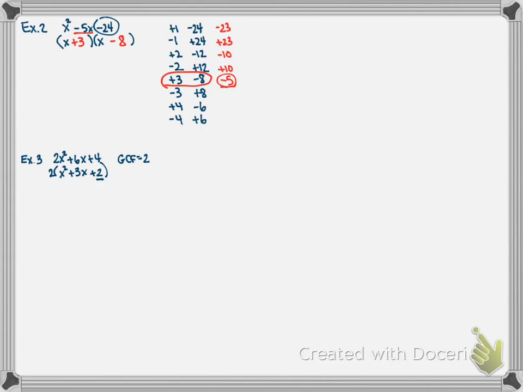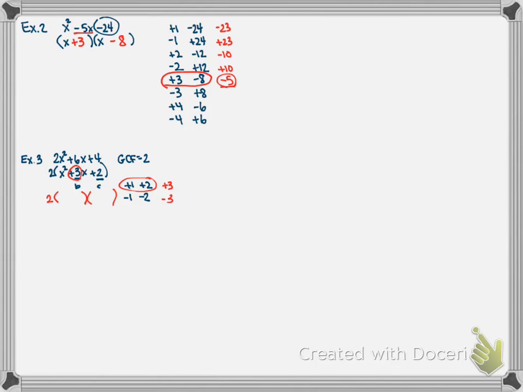Here, our c is 2. So let's list factor pairs of 2. We've got plus 1, plus 2, negative 1, negative 2. And those are our only two factor pairs. We need the ones that add up to our b, which is 3. First pair adds up to positive 3, second pair is negative 3. So we want the first pair.